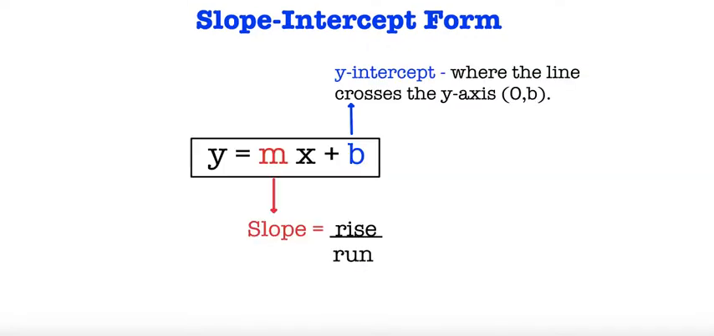So slope-intercept form is represented by the equation y equals mx plus b, where m represents our slope, which is our rise over run, and we also know our slope as our rate of change.